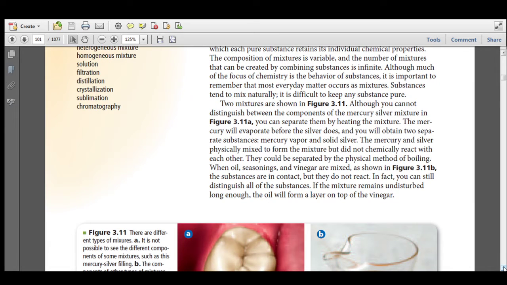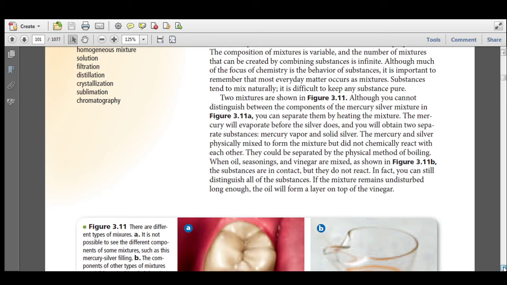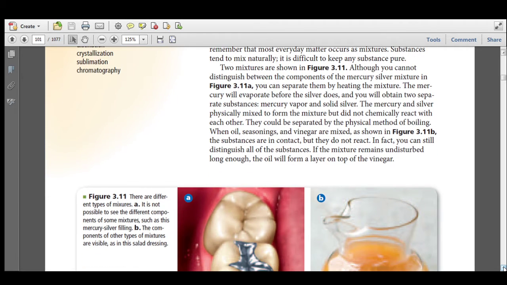Although you cannot distinguish between the components of the mercury-silver mixture in Figure 3.11a, you can separate them by heating the mixture. The mercury will evaporate before the silver does, and you can obtain two separate substances, mercury vapor and solid silver. The mercury and silver physically mixed to form the mixture, but did not chemically react with each other. They could be separated by the physical method of boiling.